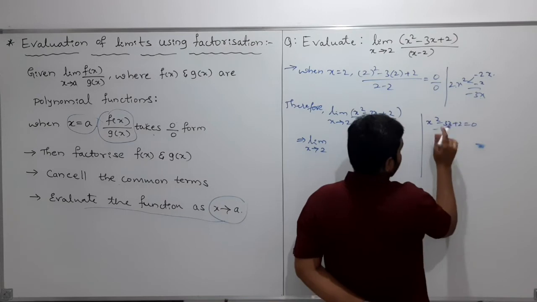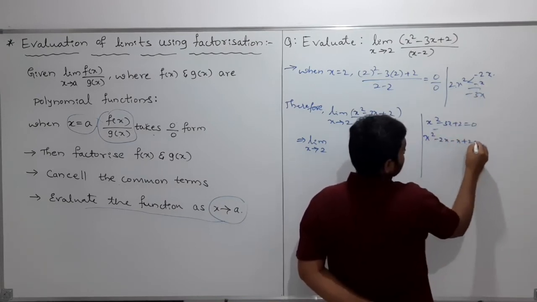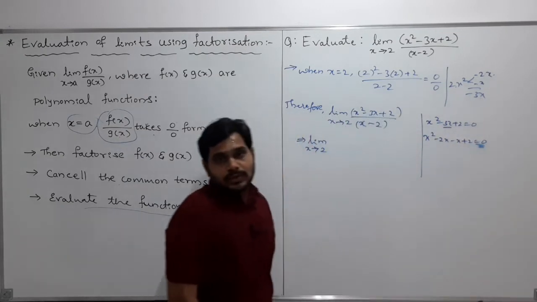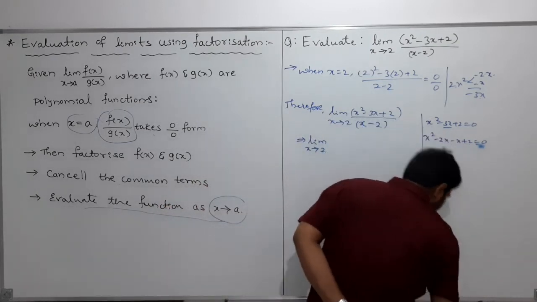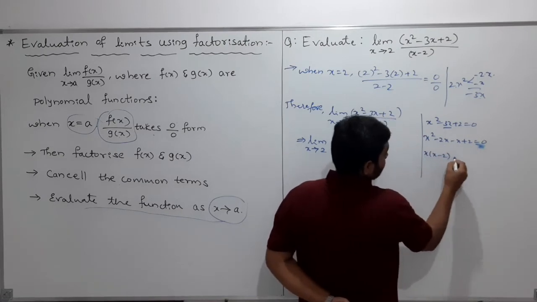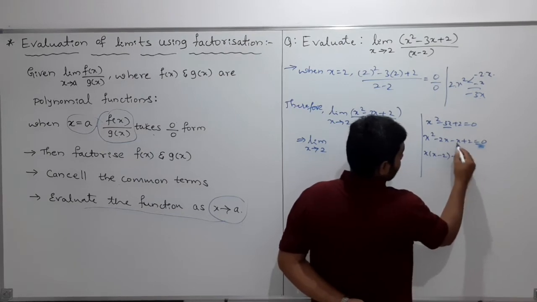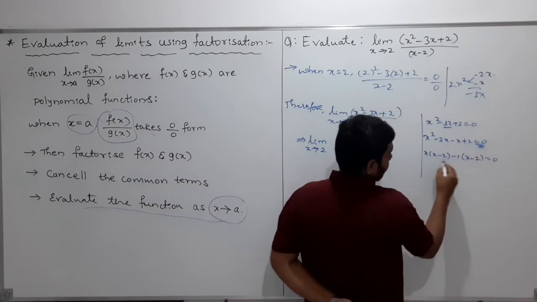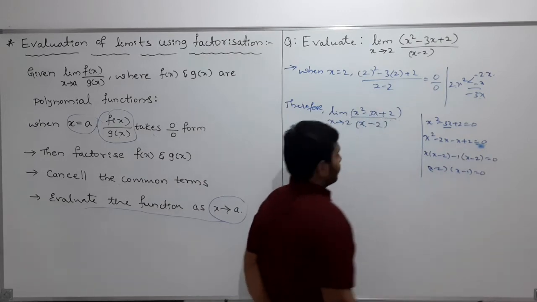Clear? So this we can write as x square minus 3x, and we can write it as minus 2x minus x plus 2 equals 0. In place of minus 3x I wrote minus 2x and minus x. So further simplify this one, my dear students. Now take the common: here it is x minus 2, and here minus 1 we will take, minus x, minus minus plus 2 equals 0. Now take the common: x minus 2 into x minus 1 equals 0.